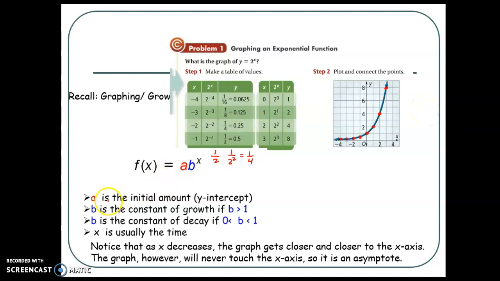Okay? In a times b to the x, a is your initial amount. B is the constant of growth if that b is greater than 1. So that's where we got the 2 to the x. This is a growth. It's a constant of decay if that b is between 0 and 1. So that would be a constant of decay coming down like I had drawn originally. X is usually the time.